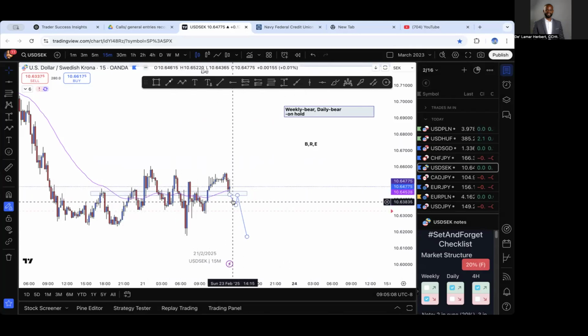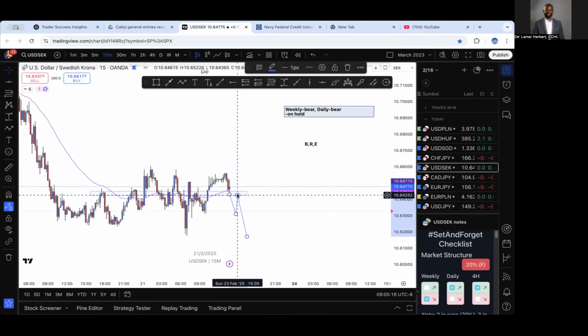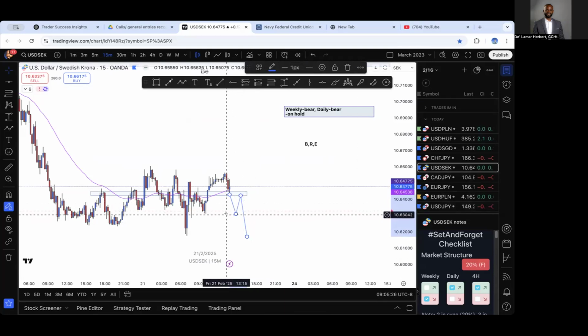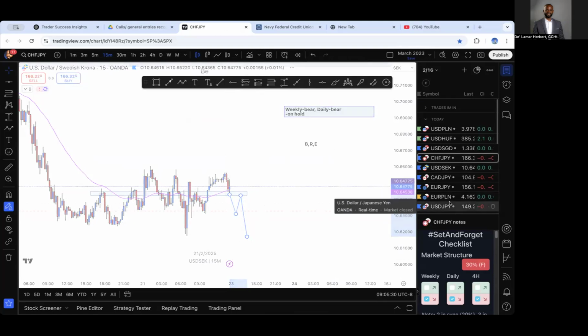Even though this is accumulation on the 15, because this is considered bullish, I want to see this come down a little bit further. Okay, do a break, and then a retest, maybe like a wick or a body closure, and then I'll look for an entry somewhere around here. So I'm going to keep my eyes on this one, but it can definitely happen within a day.